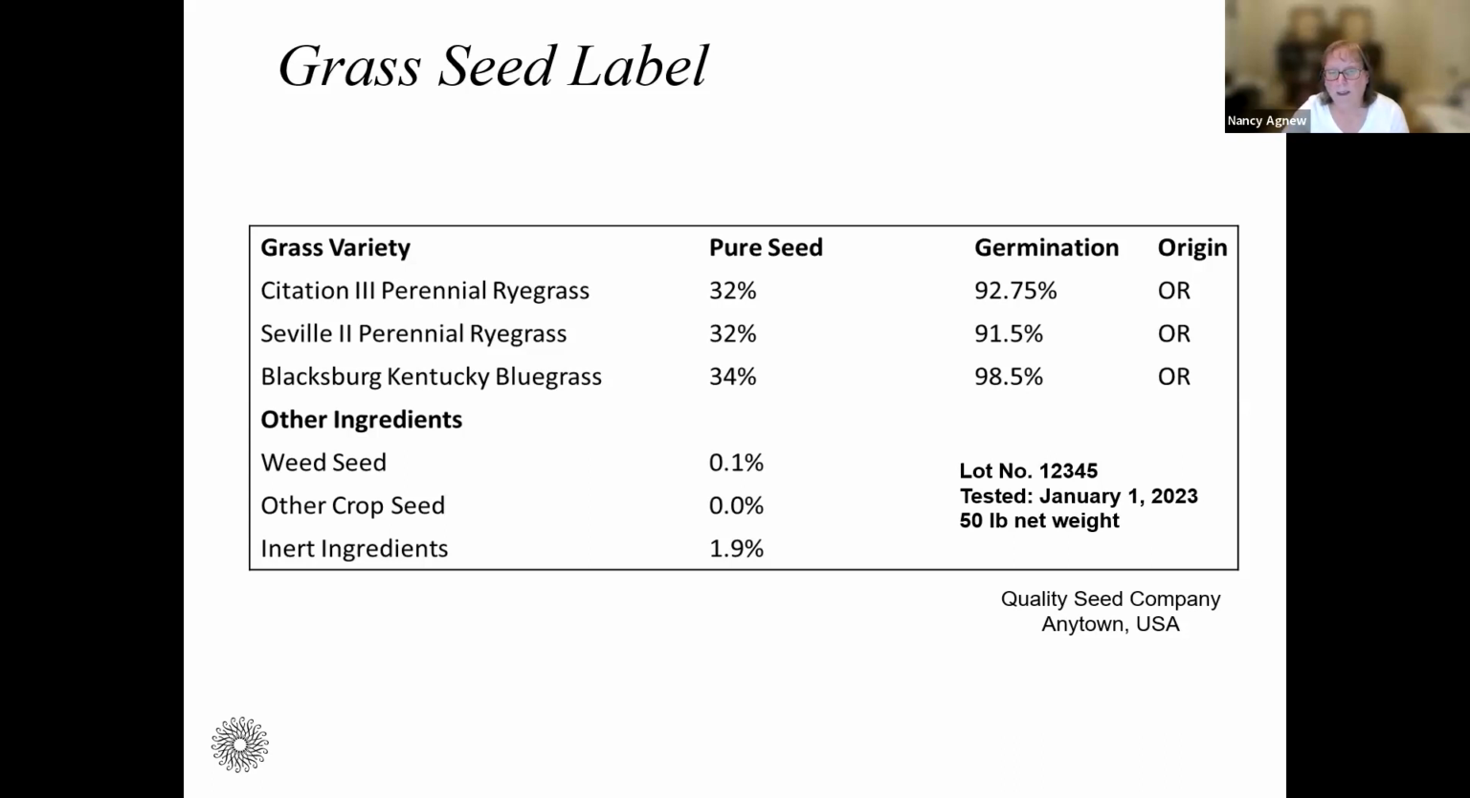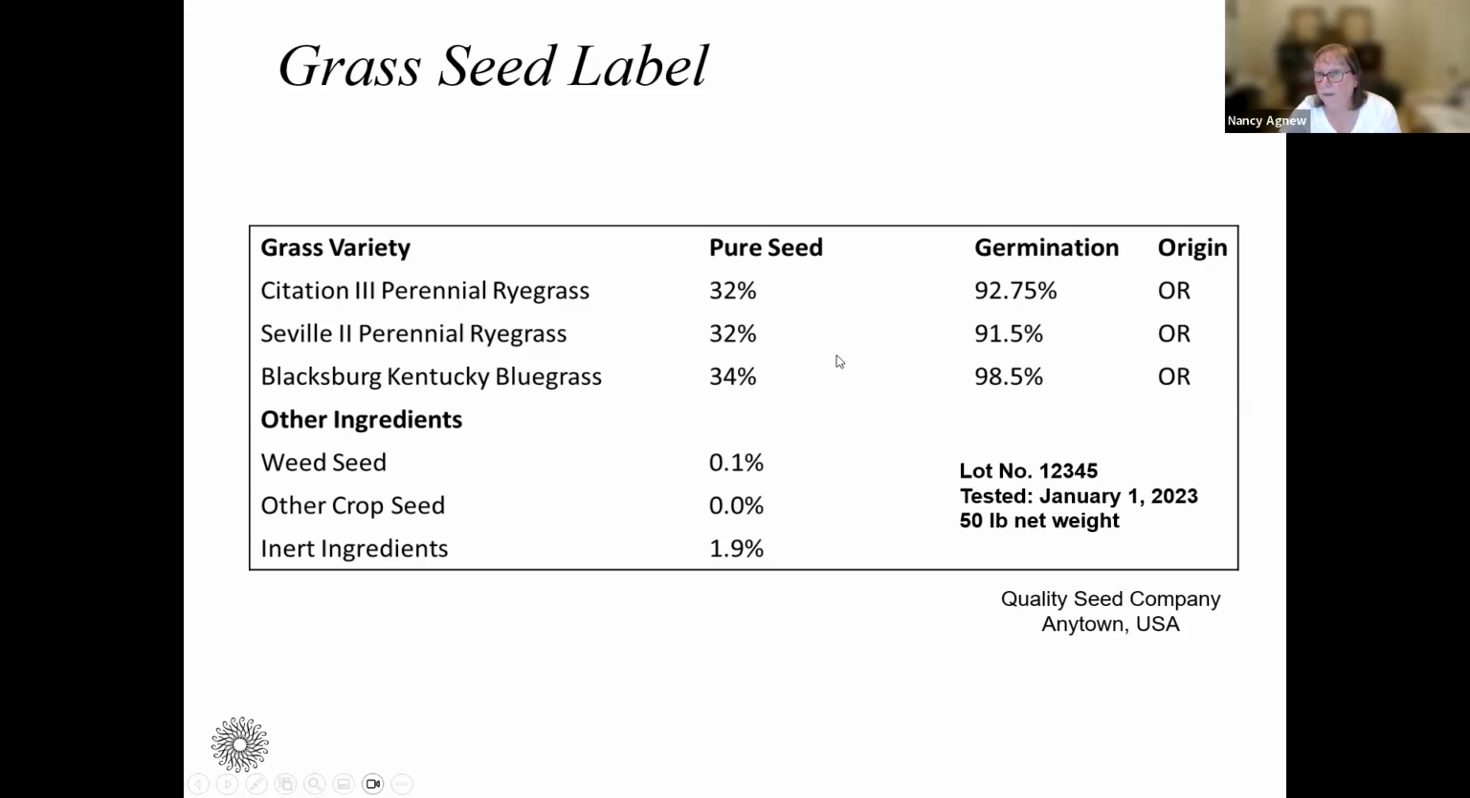So here on the left, you can see the grass varieties listed. There's 2 perennial ryegrass and 1 Kentucky bluegrass. And you can also see there's some inert ingredients. If you total all these percentages, they'll come up to 100. But the important thing is knowing it's 32% Citation, 32% Seville, and 34% Kentucky bluegrass.